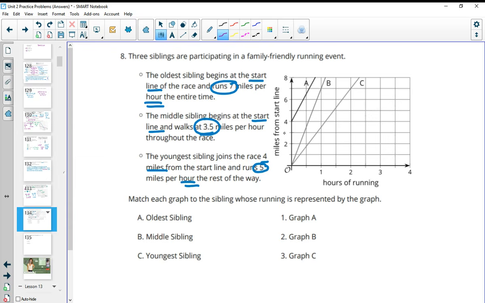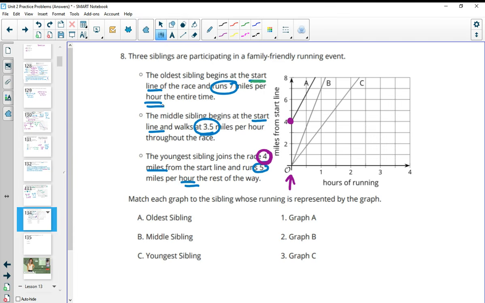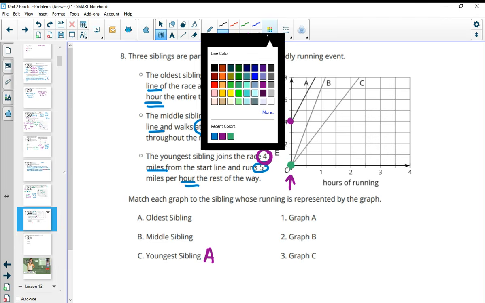So you could be looking at remembering that this is the starting point. Okay, so your y-intercept is your starting value. And so this youngest sibling started after 4 miles, where the other 2 siblings started at the start line. Okay, so then the start line is going to be here. So this means that we know that graph A is for the youngest sibling because it's the only one that didn't start at the start line.